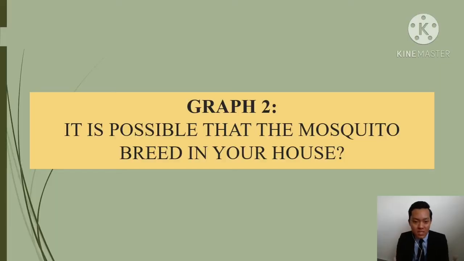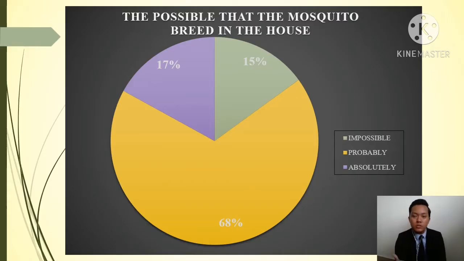Graph 2, which is: it is possible that mosquitoes breed in your house. Okay, the pie chart shows the possibility that mosquitoes breed in your house.